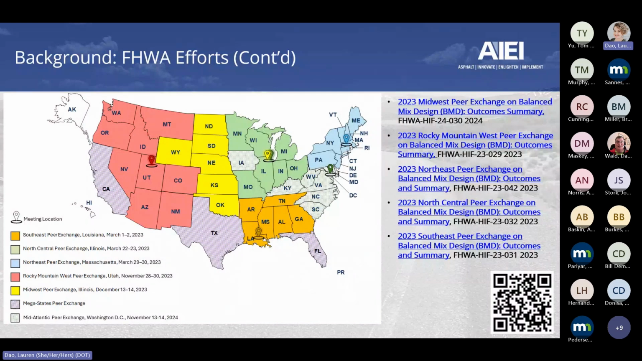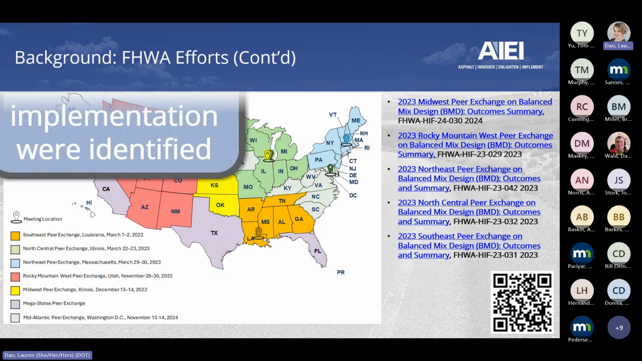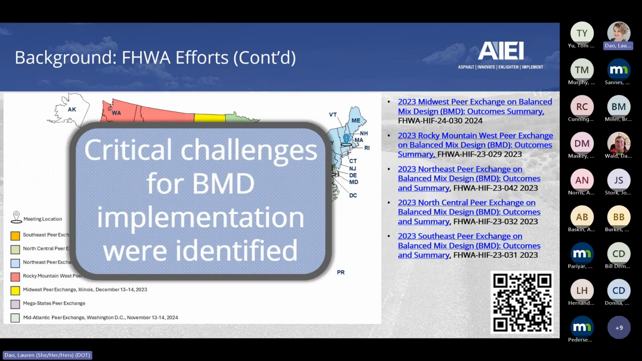We still have one more scheduled for the Mid-Atlantic that's coming up in the fall, and that will complete our regional peer exchanges. Then we're doing another lead state peer exchange, which is a little bit more focused. What came out of those regional peer exchanges is really a list of critical challenges for the BMD implementation. So we compiled all that data together, and we came up with a list of challenges. You'll be surprised how many of those challenges are common among the states, okay?